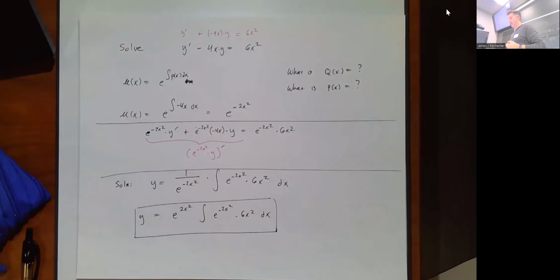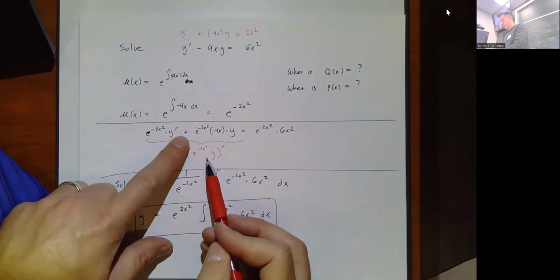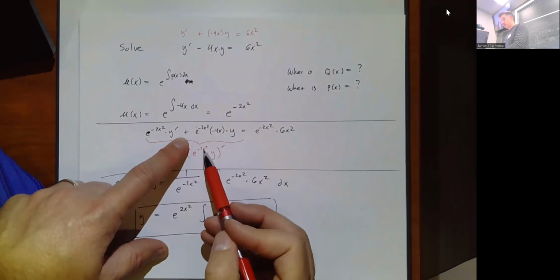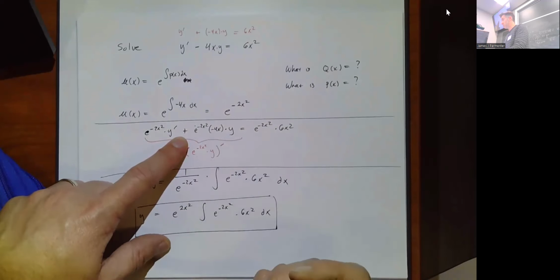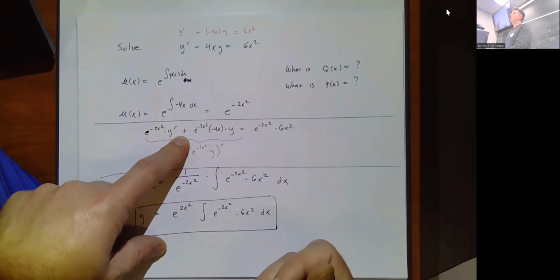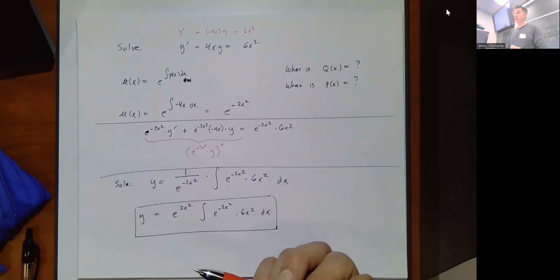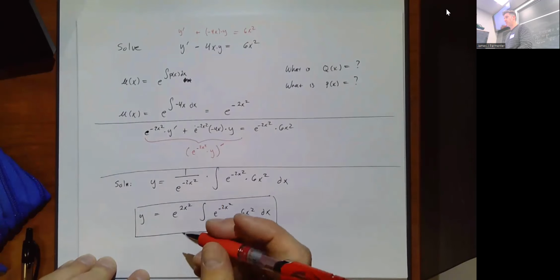You can check the math, right? If I do the product rule, it's the derivative of y times the other thing plus y times the derivative of the other thing. And the derivative of e to the stuff is e to the stuff times the derivative of that stuff. Totally works. But it totally works every time, so you don't need to check it every time because it's always going to work this way. It's always going to be just y times your integrating factor prime. Cool.